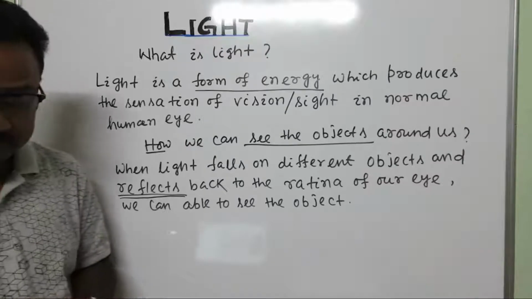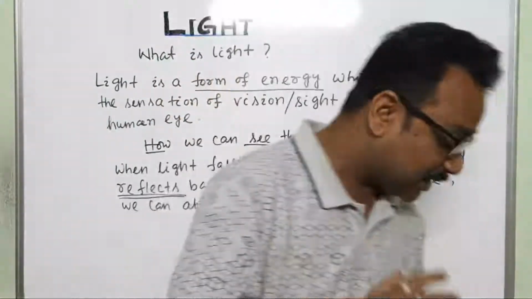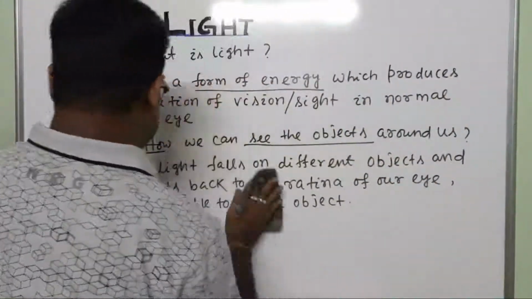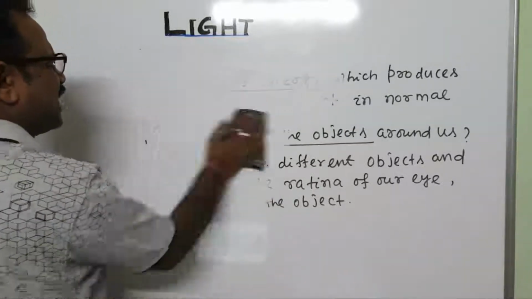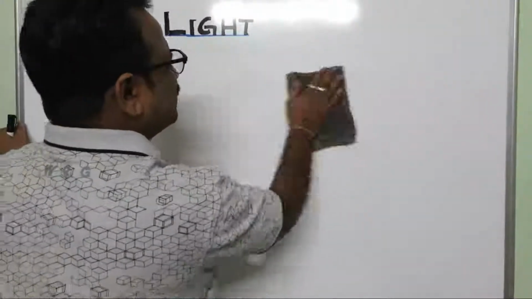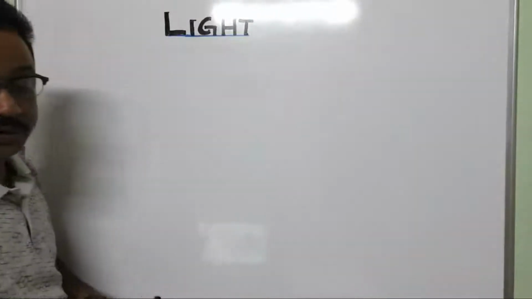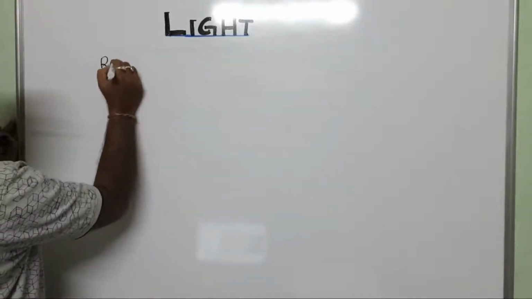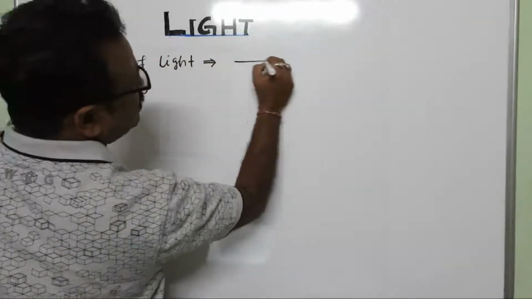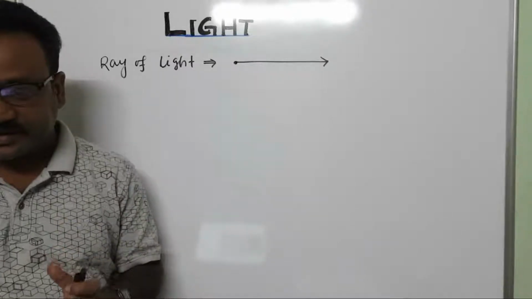In the previous class, in class 6, we learned about the ray of light. So what is a ray of light? Let me clean this first, then we'll discuss the ray of light. In class 6, we know about the ray of light. This is one ray of light. Light ray. Okay.